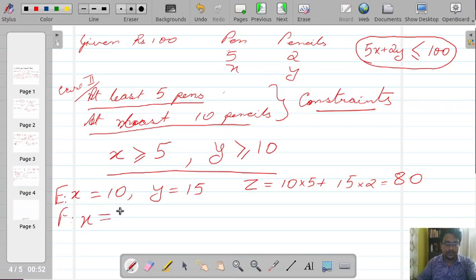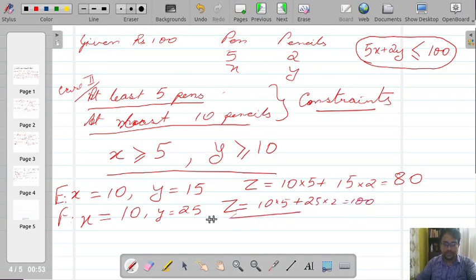Say I take 10 pens and I take 25 pencils. So in that case, what is z? z will be 10 into 5 plus 25 into 2, so that is 100. So here the optimum value of z is obtained. So this is one optimal solution. This is not the only optimal solution, there may be other optimal solutions as well.